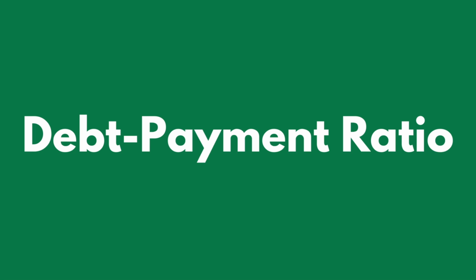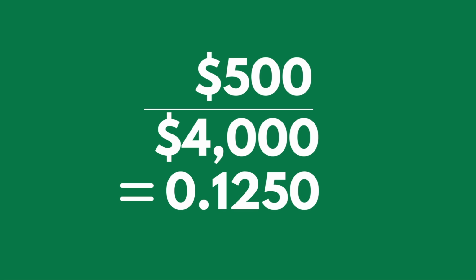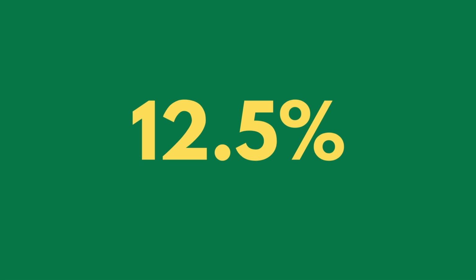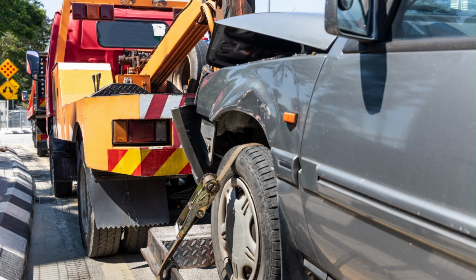Your debt payment ratio is your monthly credit payments divided by your take-home pay. So if you have credit payments of $500 per month and your take-home pay is $4,000, it would be 500 divided by 4,000, which gives you roughly 12.5%. This just gives you an indication of how much expenses can be covered in the event that an emergency arises.